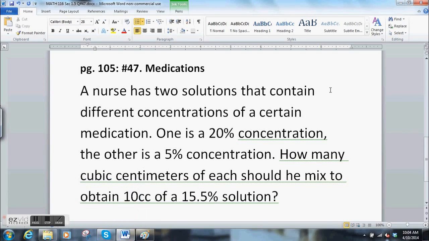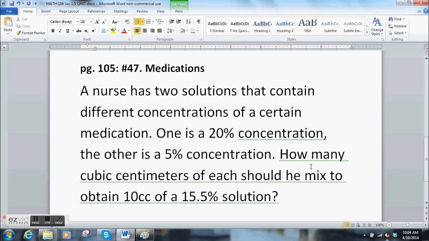So a nurse has two solutions that contain different concentrations of a certain medication. One is a 20% concentration, the other is a 5% concentration. How many cubic centimeters of each should he, the nurse is not a woman, it's a male nurse, mix to obtain 10 cc's of a 15.5% solution. Okay, you can do this.